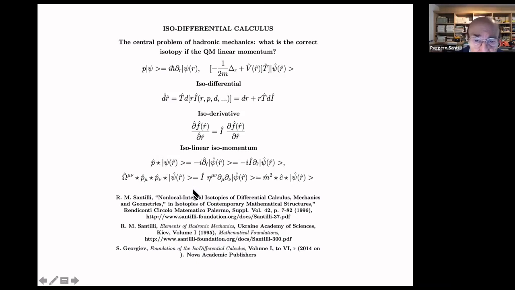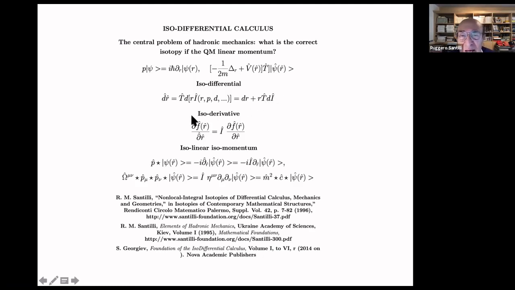You see here, this is the iso-differential. It's written with the same symbol as the ordinary differential. But look at what the hat means: with a little elementary calculation, you have the ordinary differential multiplied by an extra term. This extra term is what allowed all our achievements, including the achievement of an attractive force between identical electrons in a kind of valence pair. So this is the extra term.